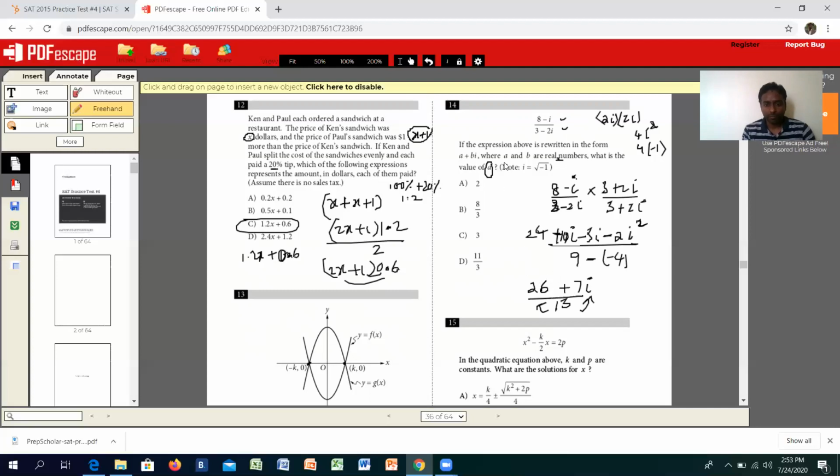As we are focusing mostly on the real part, 26 divided by 13 will give you 2. Check the option. Yes, A, 2 is the answer.